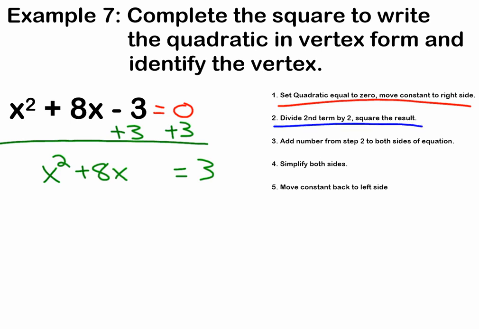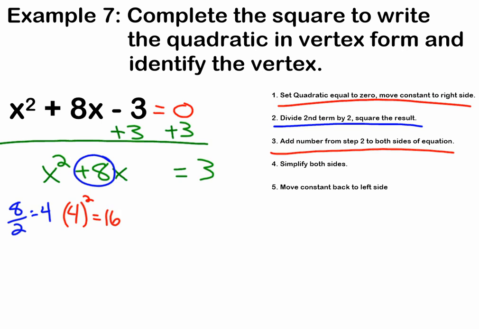Step number 2 says divide the second term. So I'm going to do 8 divided by 2, and that's going to give me 4. I'm then going to take that 4, and I'm going to square what I got, which is 16. That's step number 2. Pause the video now as you try step number 3. Press play to go over your answer.